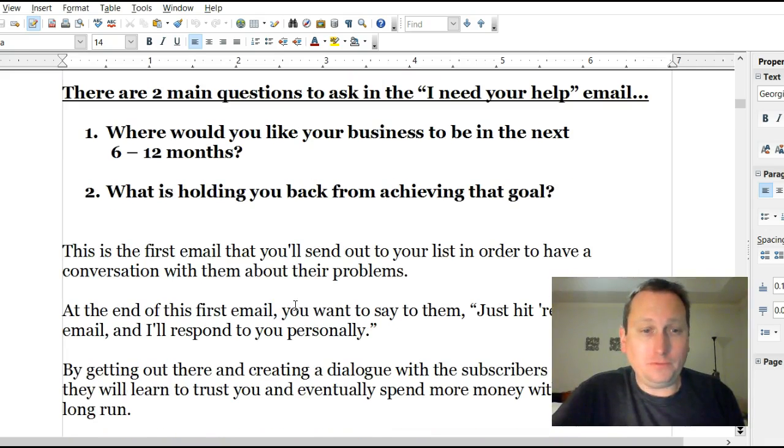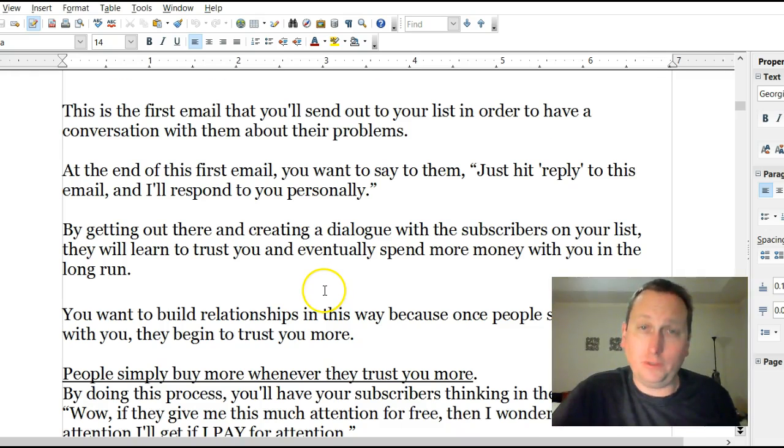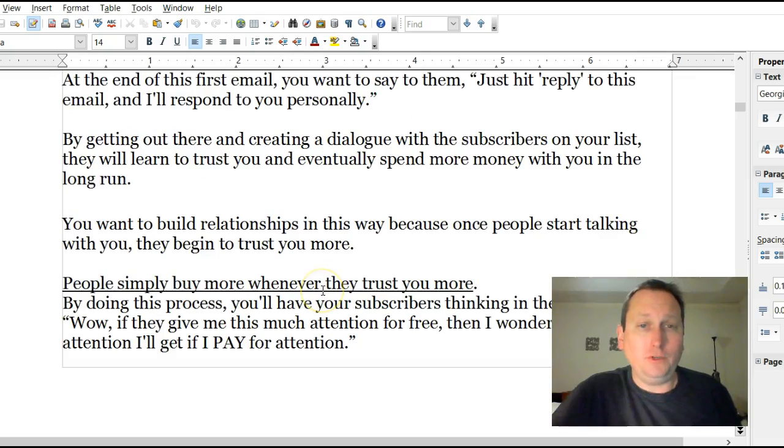And so in this first email, you want to say to them, just hit reply and I'll respond to you personally. What you're doing is creating a dialogue with your subscribers. And by creating more dialogue and just talking to them, they're going to eventually learn that you're a good person and you really do care about them, and they're going to trust you more and want to spend more money with you.